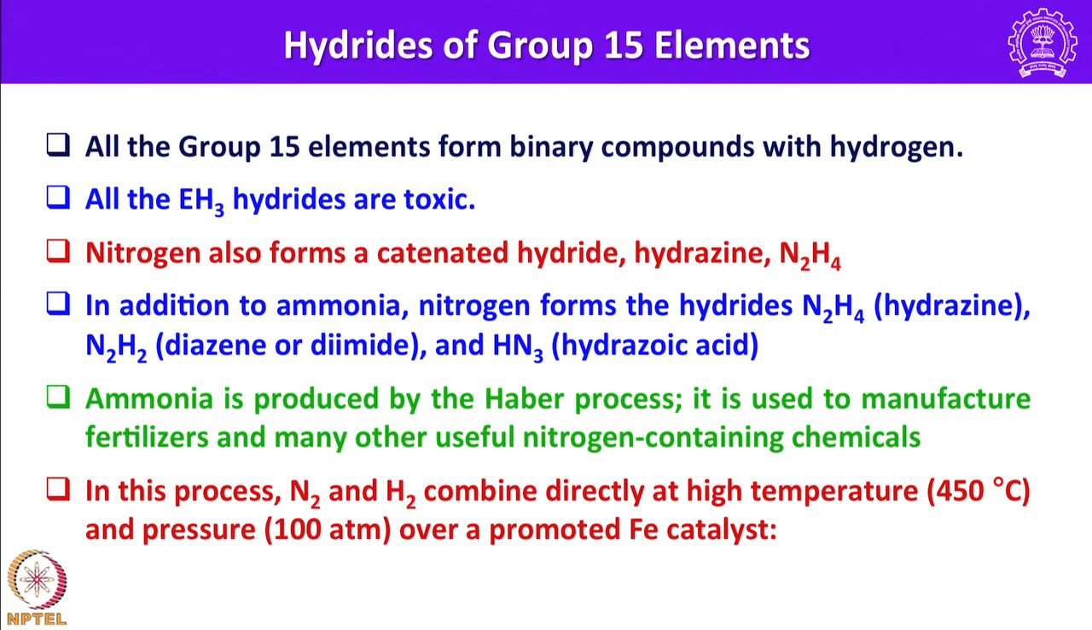Ammonia is produced by the Haber's process. It is used to manufacture fertilizers and many other useful nitrogen containing chemicals. So, in this process, nitrogen and hydrogen combine directly at a high temperature of 450 degree centigrade and high pressure of 100 atmosphere over a promoted iron catalyst to form ammonia.